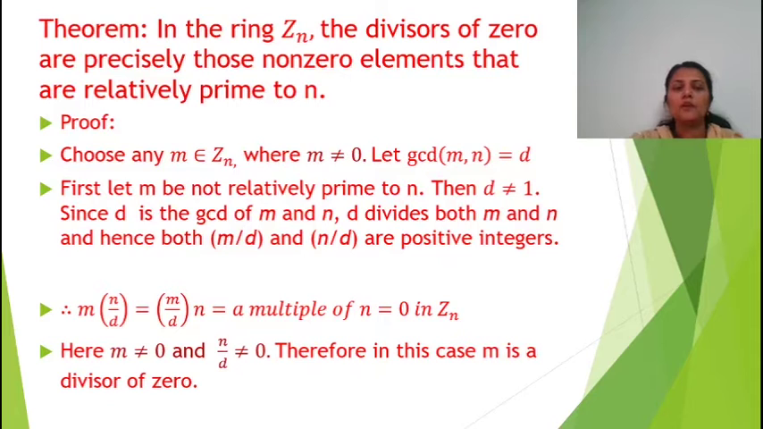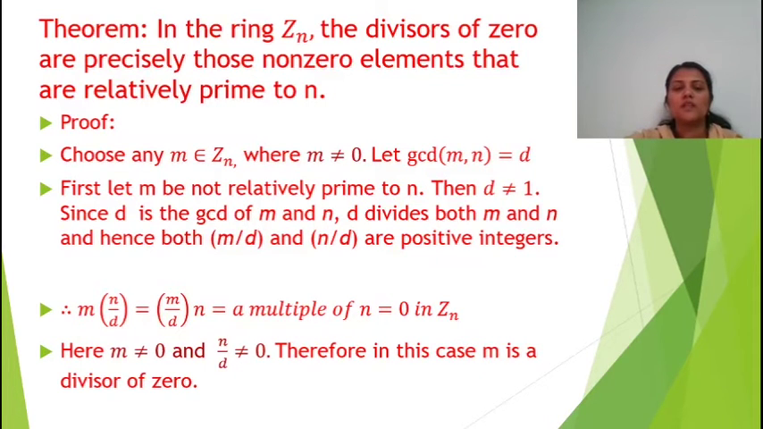Therefore, m into n by d is equal to m by d into n. Since m by d is a positive integer, m by d into n is a multiple of n, which is equal to 0 in Zn. If we divide that number by n, we will get the remainder 0. So here m is not equal to 0 and n by d is not equal to 0, but the product m into n by d is 0.